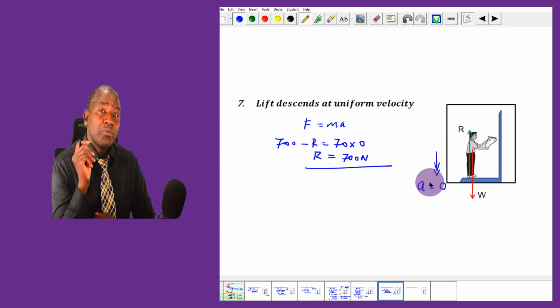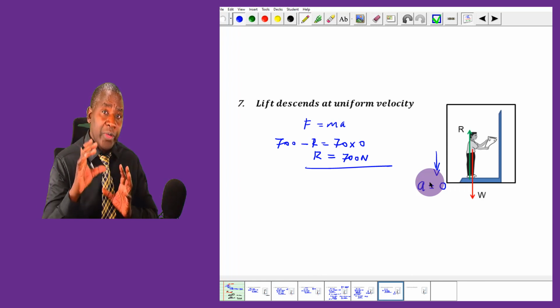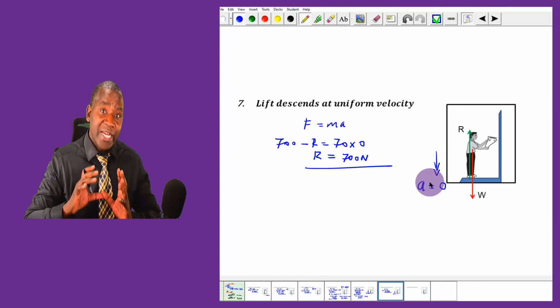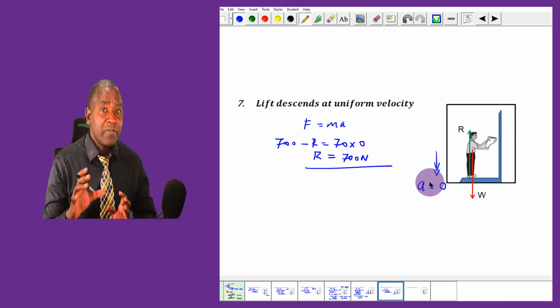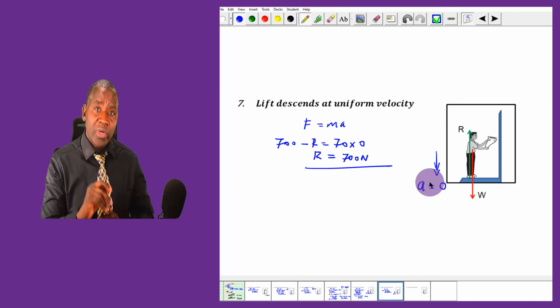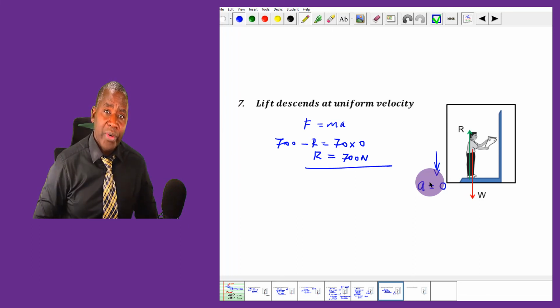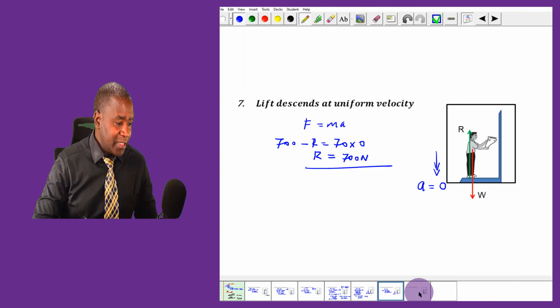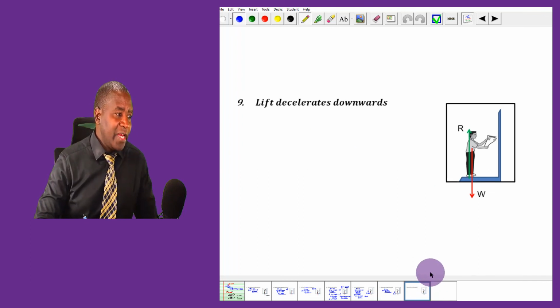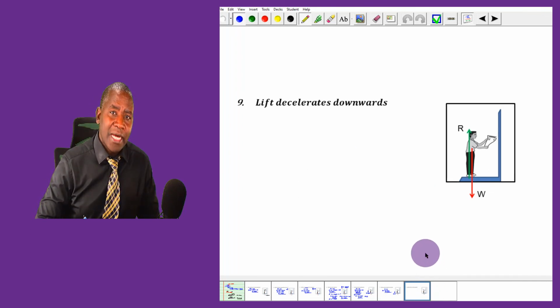In fact, to be on the safer side, when you are looking at equilibrium and you are dealing with resultant forces, always resolve those forces and then use F is equal to ma all the time. You can never go wrong. Let's look at the last situation where the lift now decelerates downwards. What does it mean when it decelerates downwards? Remember the meaning of deceleration.